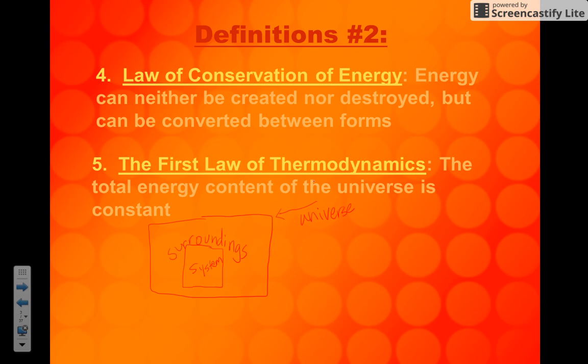So what the first law of thermodynamics means is that the total energy of the universe is constant. If the system has heat leaving it, we call that exothermic, then the surroundings is gaining energy. And if the system absorbs energy, we call that an endothermic process, the heat going into the system, then the surroundings is where the heat is coming from as it gets absorbed into the system. So it's an exchange of thermal energy between the system and the surroundings.